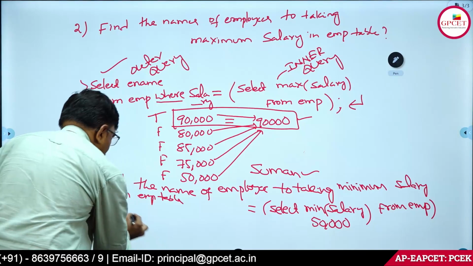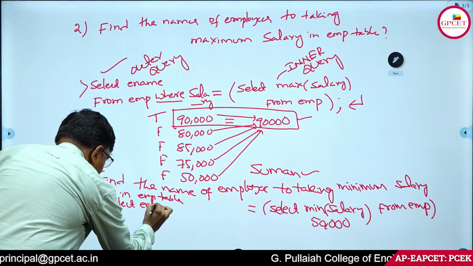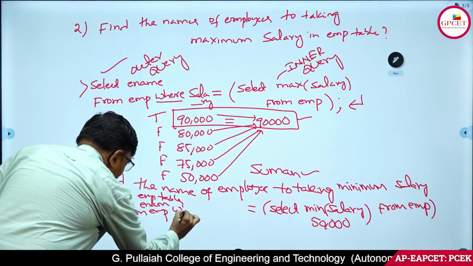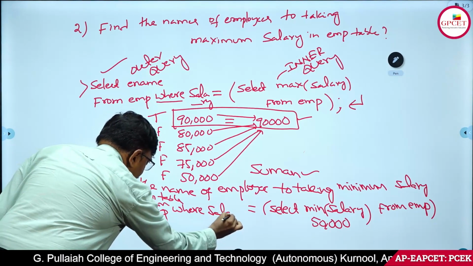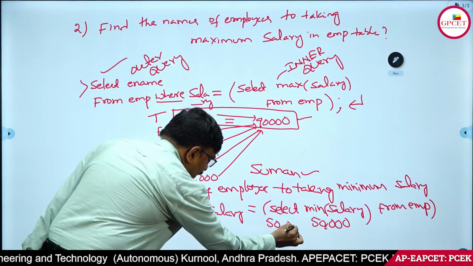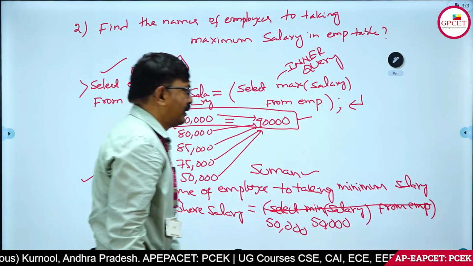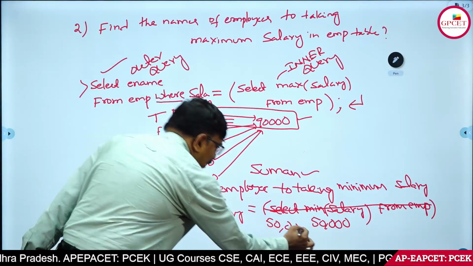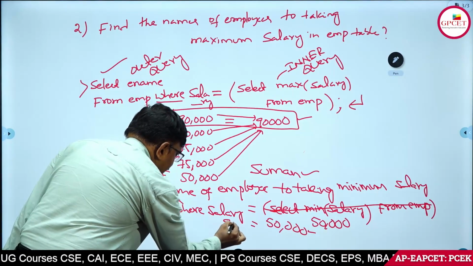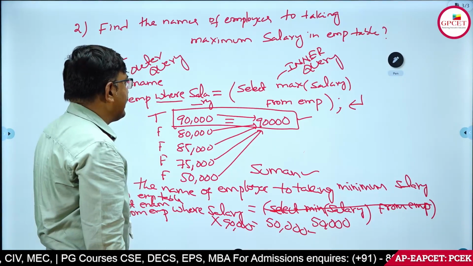And what is the outer query? The outer query is select ename from EMP where salary. And what is the first one? 50,000. The inner query executes only one time, only once, and its output is 50,000. That is equal to, what is the first one? 90,000. Is 90,000 equal to 50,000? No. Then the second case.